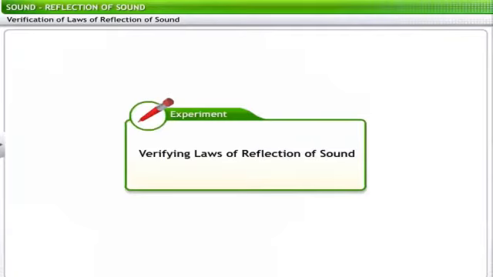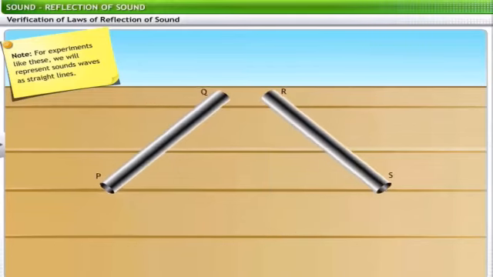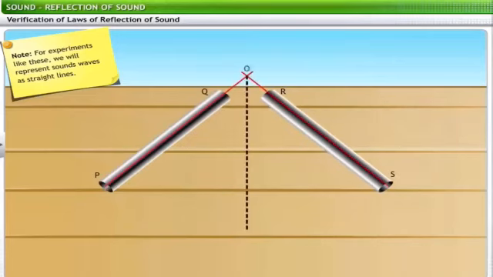Let's verify these laws through an experiment. To set up the experiment, we take two identical hollow pipes, PQ and RS, each about 2 feet long. We place these pipes on the surface of a table near a wall so that their axes intersect at point O on the wall as shown. Then, we keep a clock near the end P of the pipe. Finally, keep a cardboard vertically in between the pipes, so that the sound of the clock at P cannot be heard directly at the end S of the pipe RS.